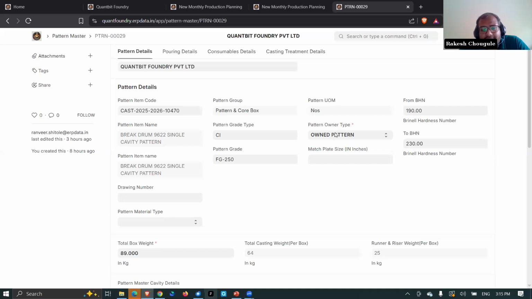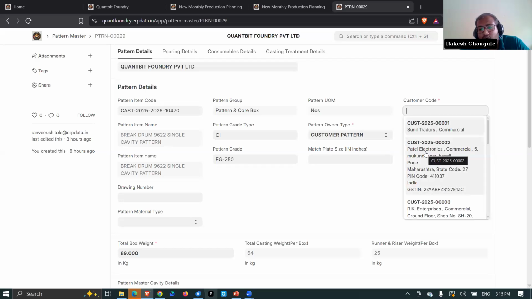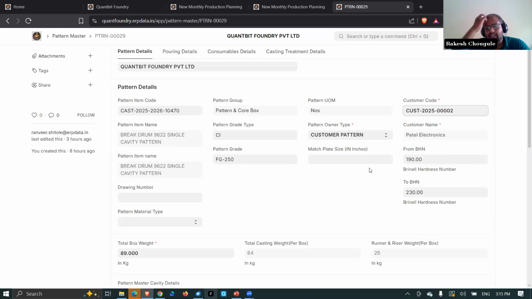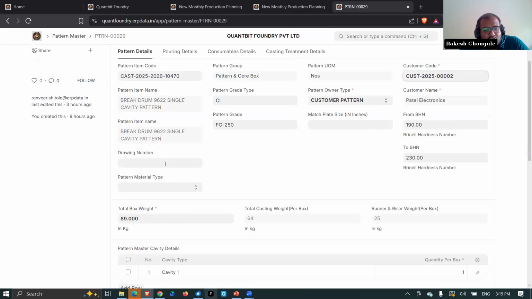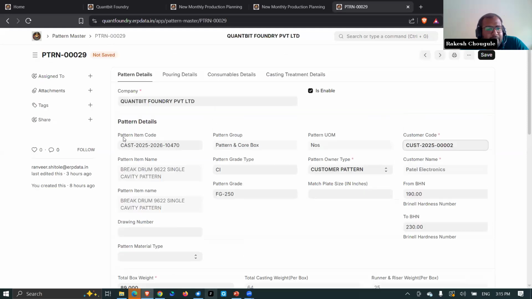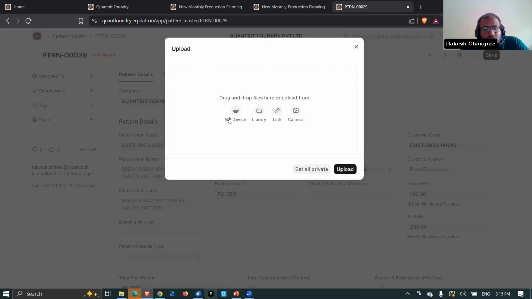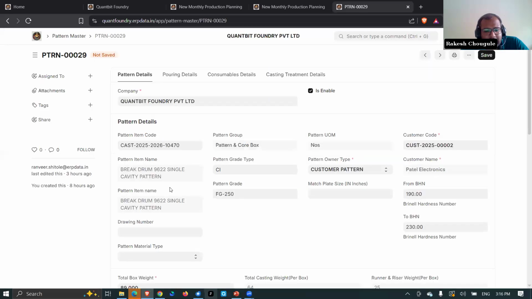Then the ownership of the pattern. If the pattern is owned by the customer, then we have to link the customer for that. So for any third party audit or any audit, we can get a record of how many patterns of the particular customer we have, and what is the condition or what is the count. After that, if there is a drawing number, we can add the drawing number here, and we can attach a PDF of the drawing here also.